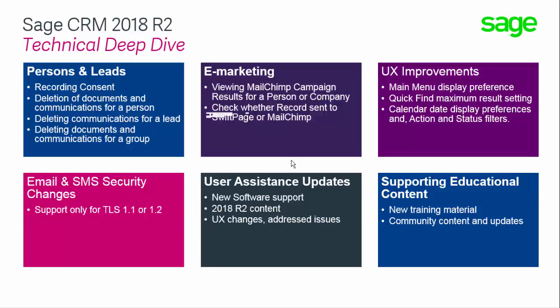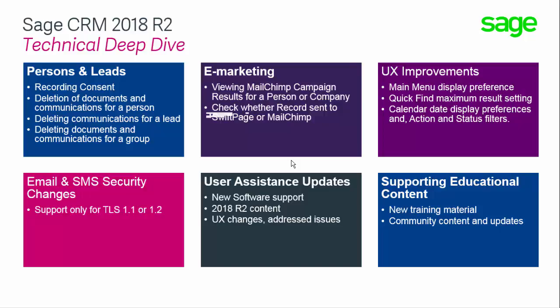There are also improvements in the MailChimp integration, with information about campaigns being shown directly in the context of both a person and a company. And to help that flow and management of personal data, you can also see whether a person's data has been shared with programs like MailChimp or SwiftPage. Let's start looking at some of these changes in detail.